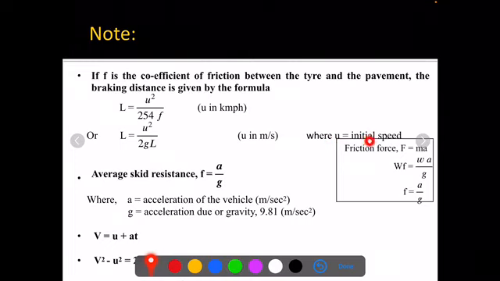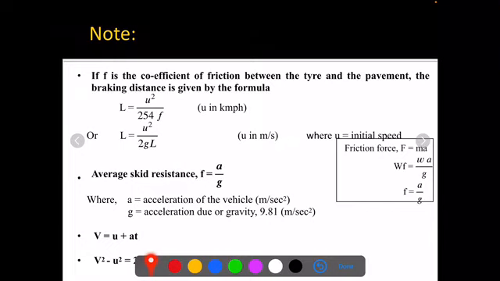Here U is the initial speed of the vehicle. You can take it either in meters per second or kilometers per hour; use the suitable relationship. And F is the coefficient of friction developed. This coefficient of friction, you can either determine using a field test or the values will be given to you. We have already discussed this in the previous session for various types of surface condition.